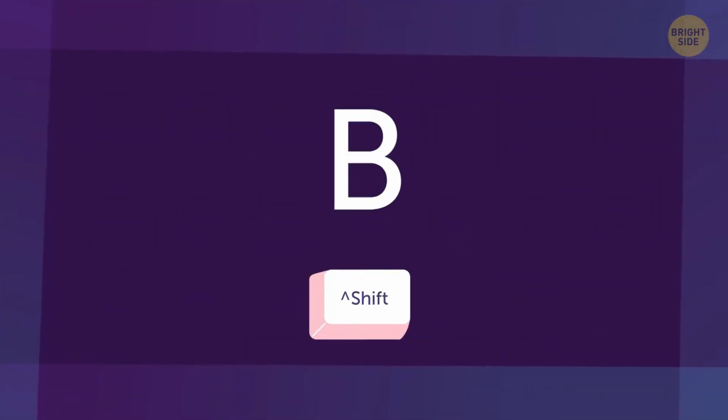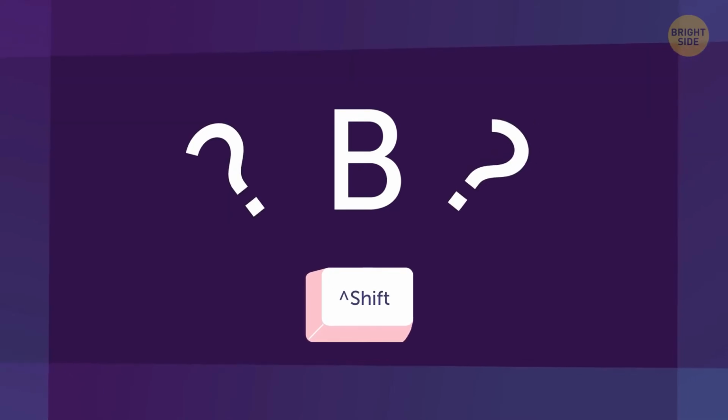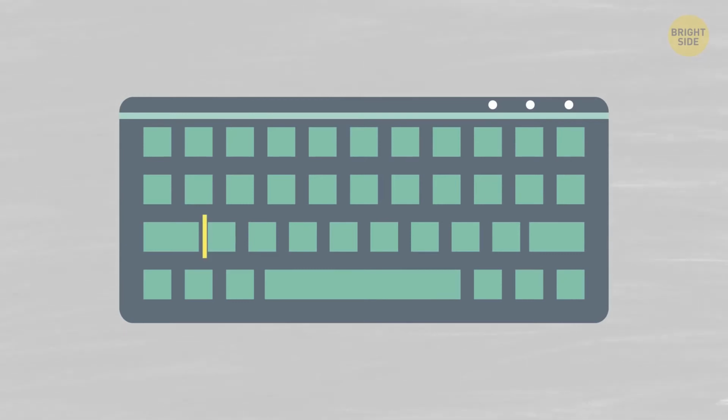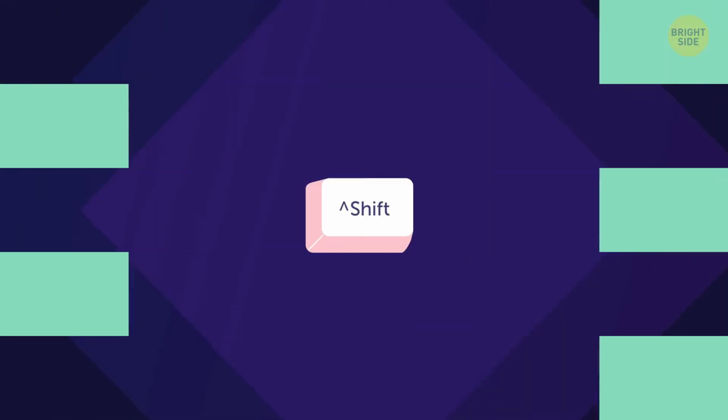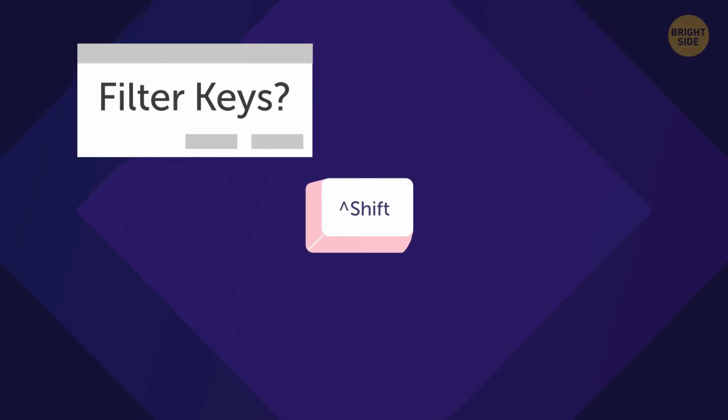Number 5. Shift. Most people use the Shift key purely to type a capital letter. However, it can control a bit more than that. Some keyboard settings can be turned on and off with Shift shortcuts. For example, holding right Shift for about 8 seconds switches the filter keys function on and off, and pressing Shift 5 times controls sticky keys.